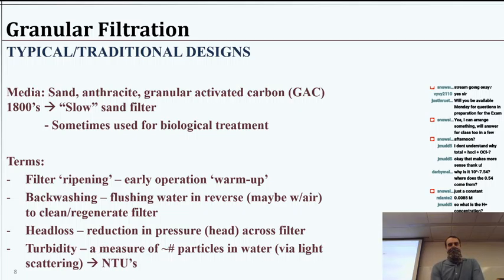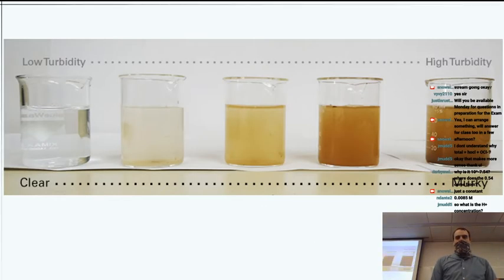Turbidity is the last term here. We talked about it before, and I'm going to show a few more examples. It's basically a measure of the particles in the water, so the cloudiness of water. And we can measure that by looking at how far light can go through or how much light is scattered. There's a technical term, nephelometric turbidity units. That N-word is hard to pronounce. Don't really need to worry about it too much, but there is a standard way. Just as a few examples here, clear water versus high turbidity. You can see what that's going to look like.